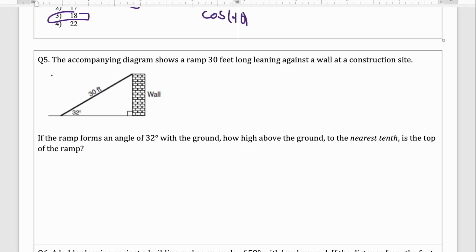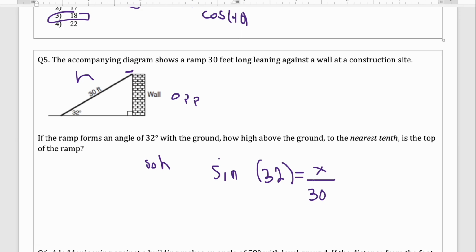Okay, so we want to find out how high above the ground is the top of the ramp. So we have an opposite, right? The wall is opposite of the angle. And we have a hypotenuse. What function is opposite over hypotenuse? Well, it's the sine function, right? So we have sine 32 equals, right, x over 30.